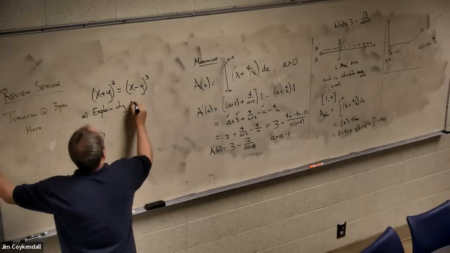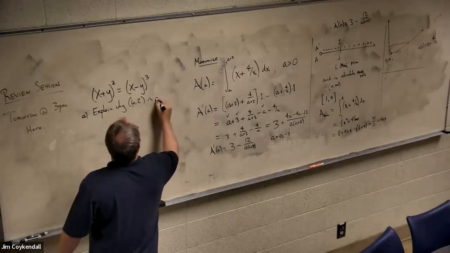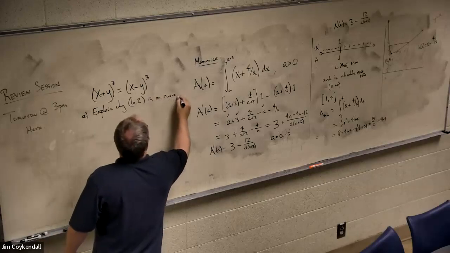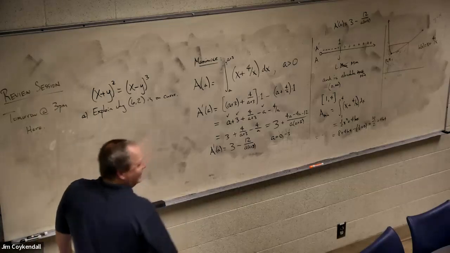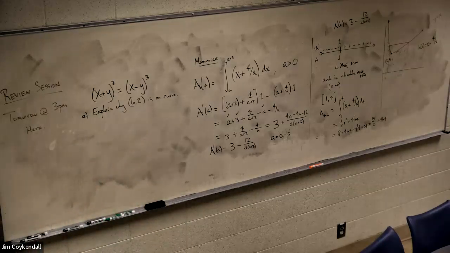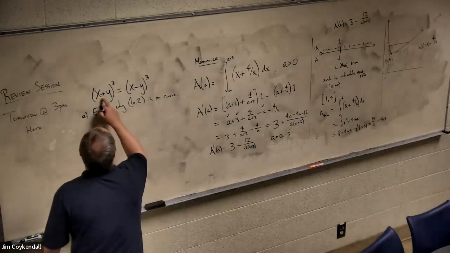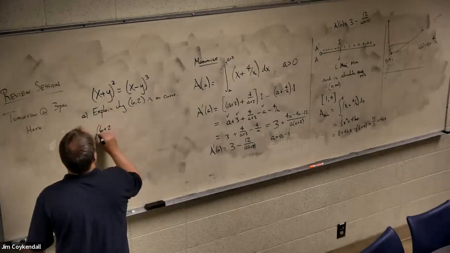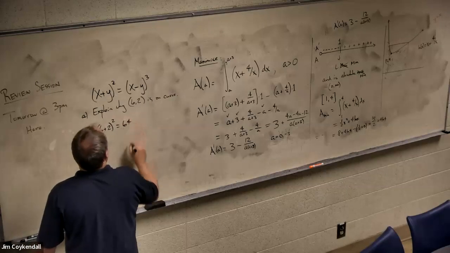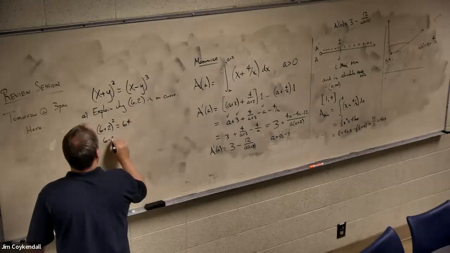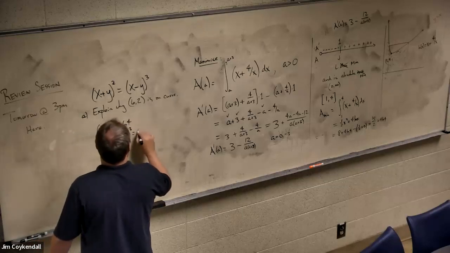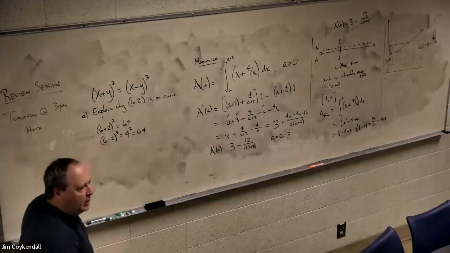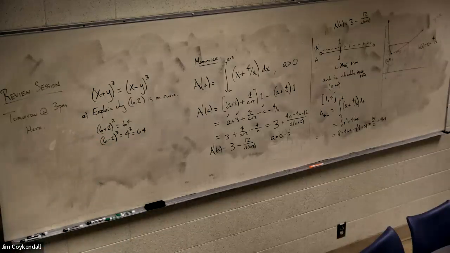Explain why (6, 2) is on the curve. I wasn't looking for anything special here, except plugging into the equation. It's (6, 2), isn't it? Yes, 6 plus 2 is 8, and 6 minus 2 cubed is 4 cubed. So this works. Part B asks, find the slope of the tangent line.